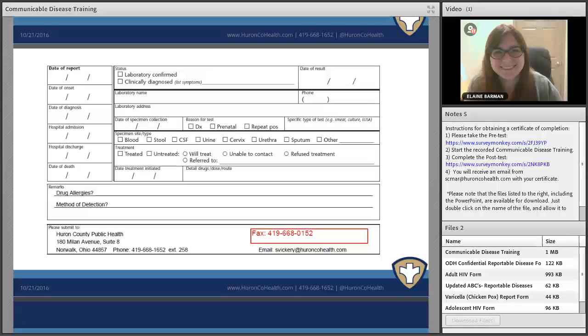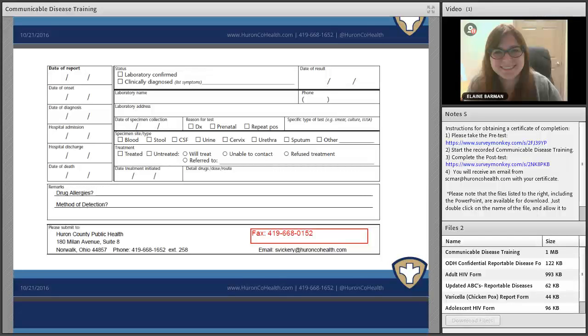And going down that left-hand side of dates, we start out with when was the date of the report. So when are we writing this? Date of onset. When did the patient start having symptoms? Date of diagnosis. So when did the doctor diagnose them? Hospital admission date and discharge date. And date of death if that needs to be filled out. Otherwise, you can just write NA or leave it blank. I prefer NA because then I know it wasn't skipped. It was actually not applicable. So that is the left-hand side of dates.